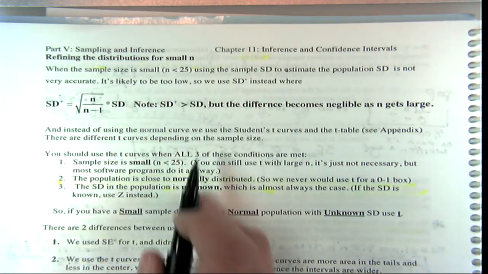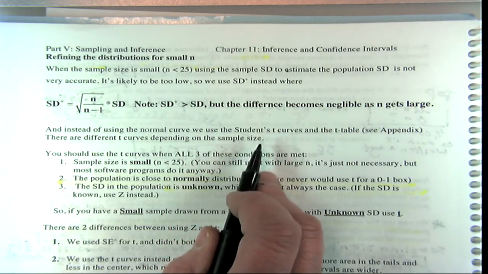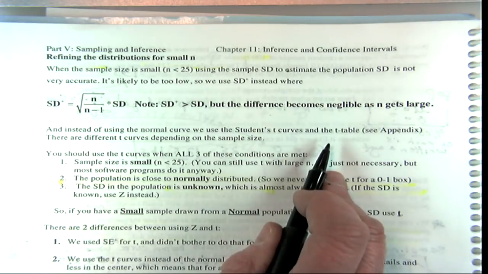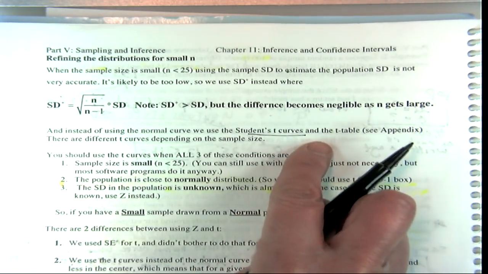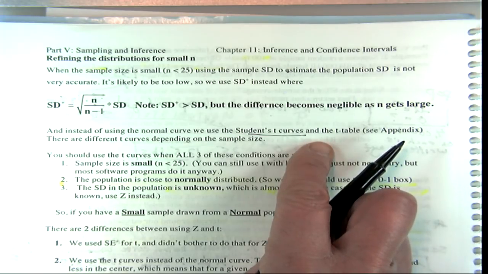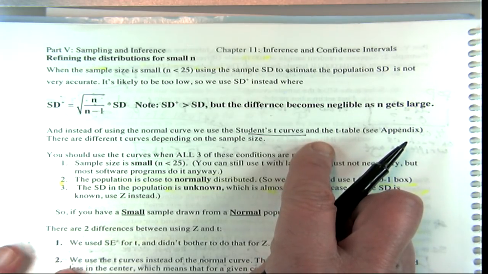And instead of using the normal curve, now we're going to use these t-curves. Look, curves. There's not just one t-curve. This is what makes it complicated. There's a different t-curve for each sample size.